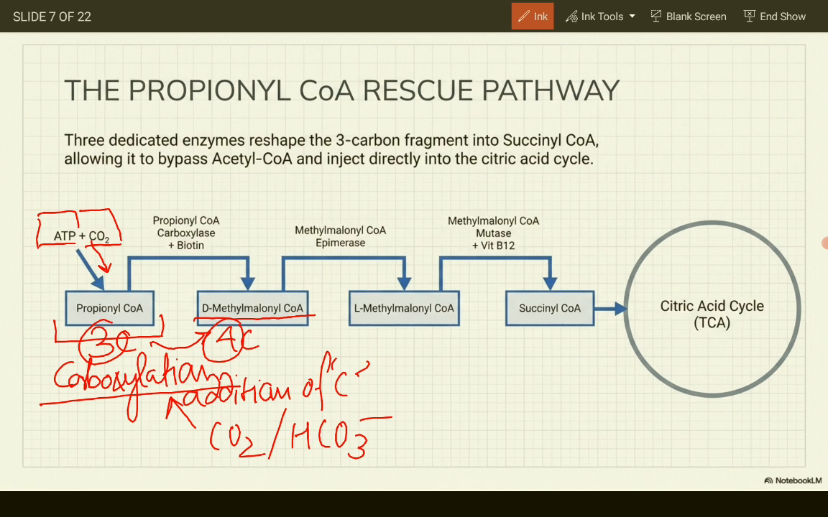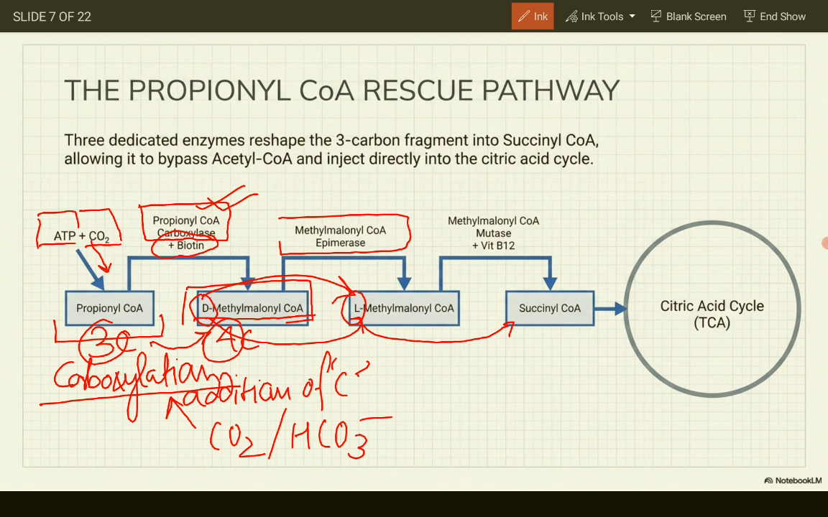The enzyme utilized in this is propionyl CoA carboxylase, and the cofactor required for this enzyme is biotin. So at the end, the 4 carbon D-methylmalonyl CoA is produced. Now this D-methylmalonyl CoA needs to be converted to L-methylmalonyl CoA for it to undergo the final step. D is converted to L through an enzyme called methylmalonyl CoA epimerase.